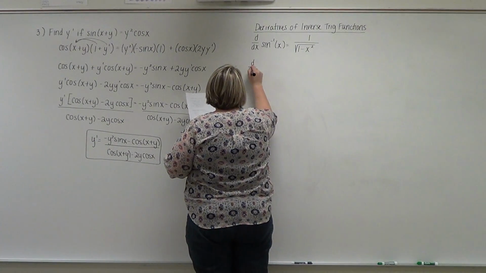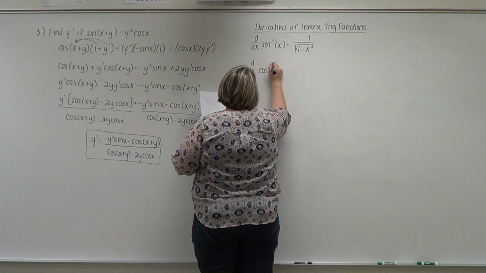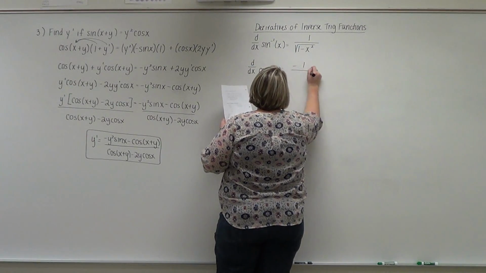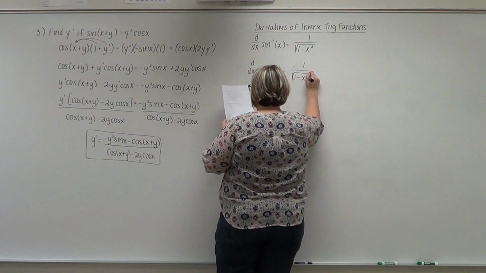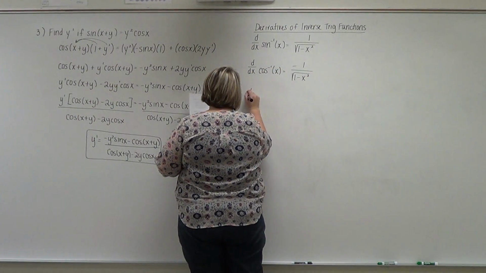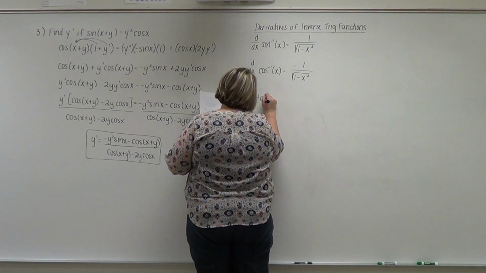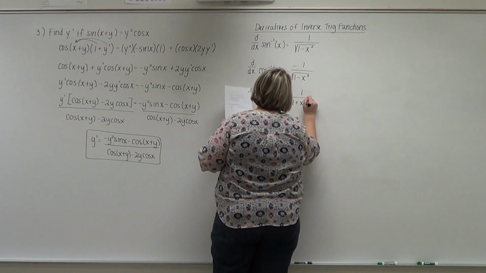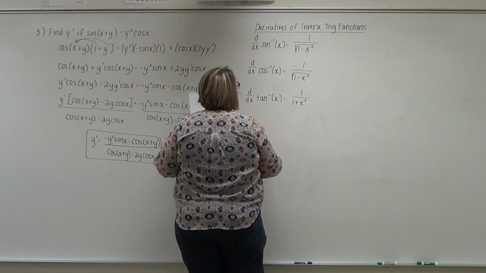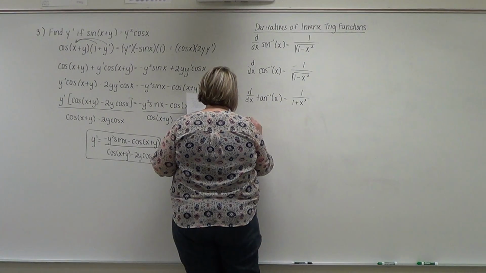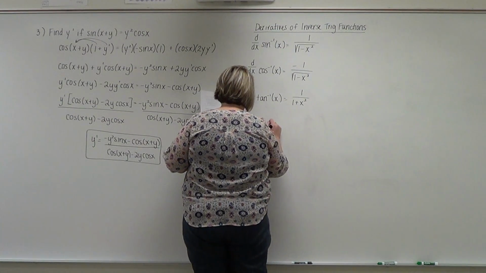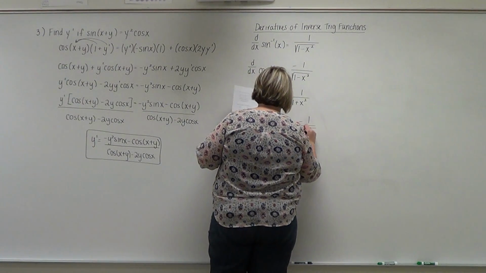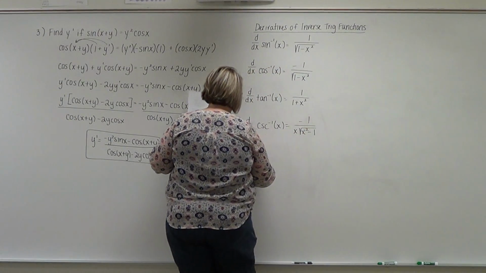The derivative of inverse cosine is negative 1 over the square root of 1 minus x squared. The derivative of the inverse tangent function is 1 over 1 plus x squared. And then the derivative of the inverse cosecant function is negative 1 over x square root of x squared minus 1.